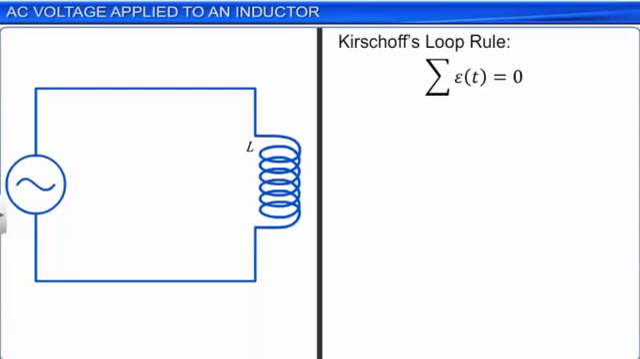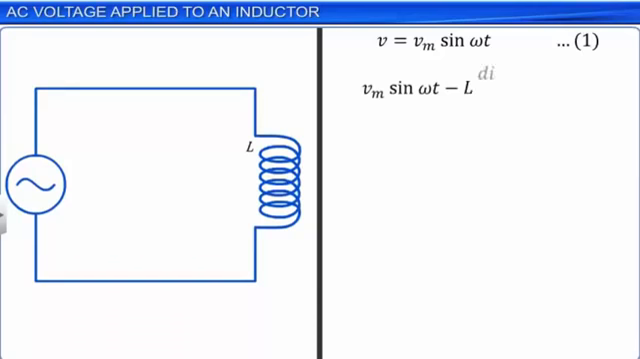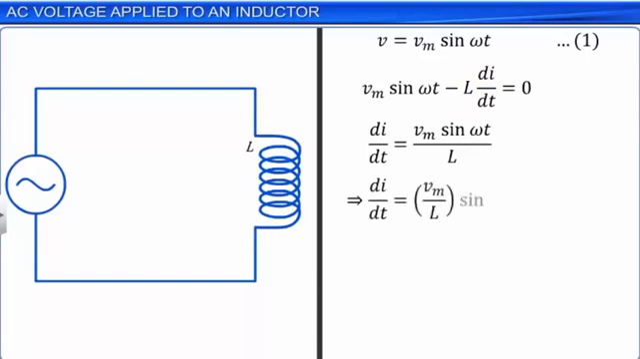The voltage across the source of alternating current is V equal Vm sin omega t, where Vm is the amplitude of the AC voltage and omega is the angular frequency and t is the time. Let this be equation 1. Applying Kirchhoff's law to the purely inductive circuit, we get Vm sin omega t minus L di by dt equal to 0. Here, Vm sin omega t represents the potential difference applied across the circuit, and the term L di by dt represents the self-induced EMF in the inductor. Thus, we get di by dt equal to Vm by L sin omega t. Let this be equation 2.